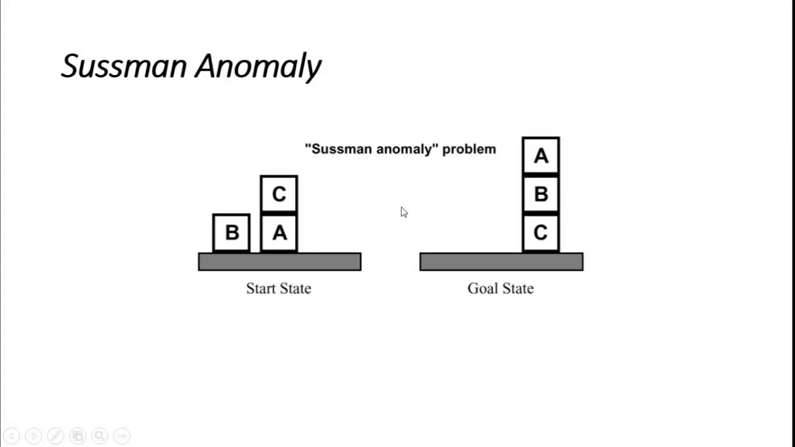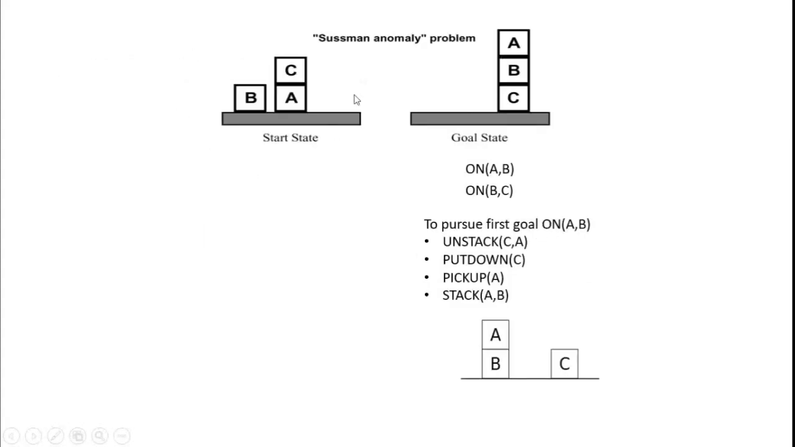What does this anomaly say? Suppose this is my start state and this is my goal state. What Sussman wants to say is, you cannot solve this problem using goal stack planning by simply dividing the compound goal into subgoals. If this is the start state and this is the goal state.